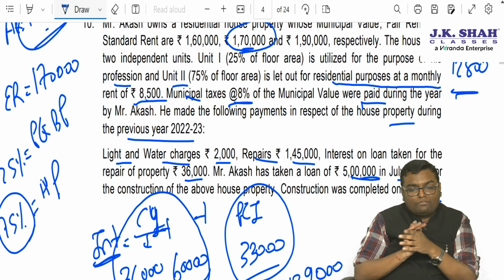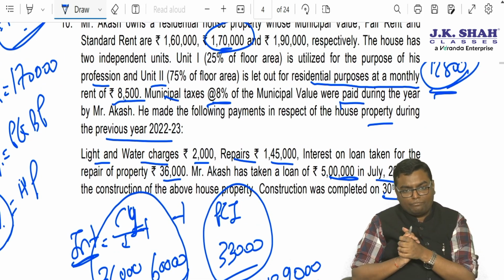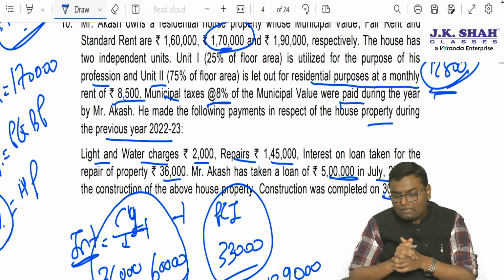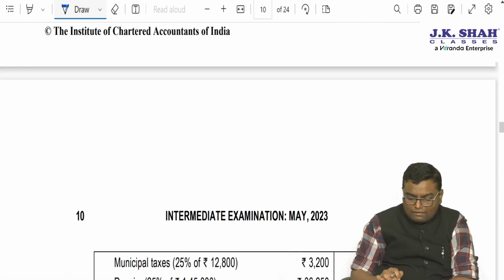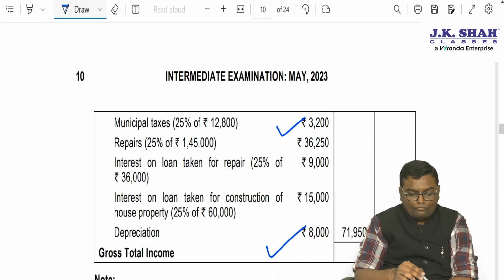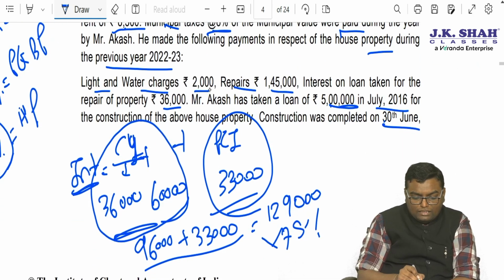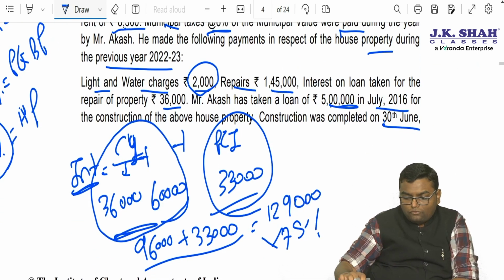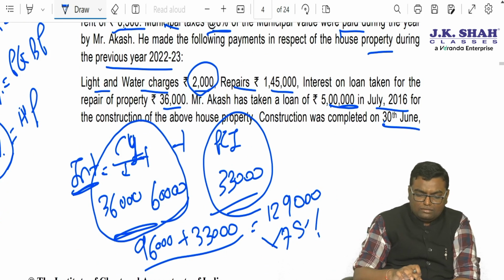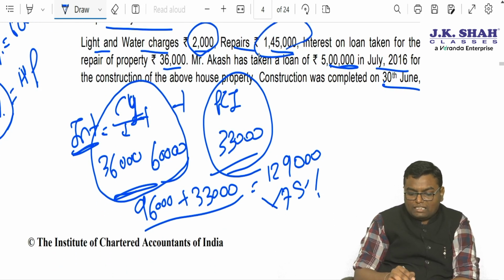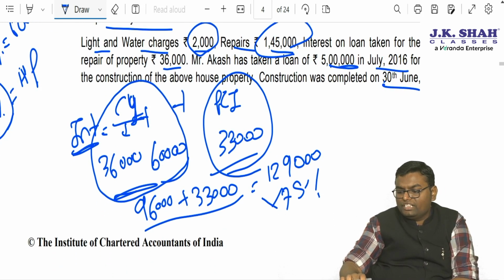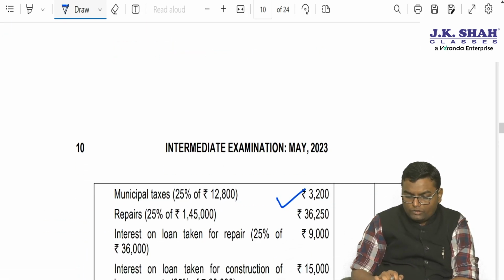So, first expense that we will deduct from PGBP is municipal tax, but only 75%. As per section 30, municipal tax is deductible with regards to building. So, 12,800 into 25%, which is the business asset portion, 3,200 municipal tax we will deduct. That is the first thing. Second expense, they have given 2,000 light and water charges. For that, 25% deduction will be available. That will be rupees 500. Then repair expenditure 1,45,000. Again, we can deduct only 25%. That will come to 36,250.